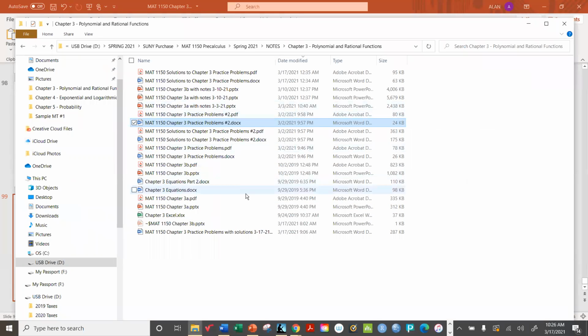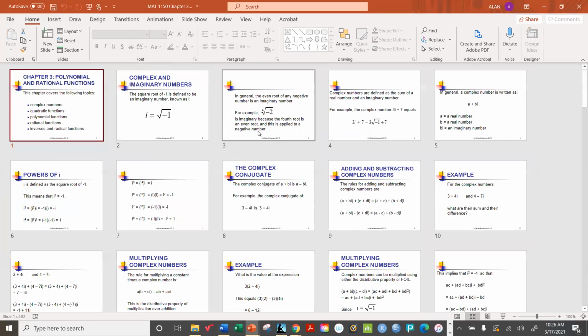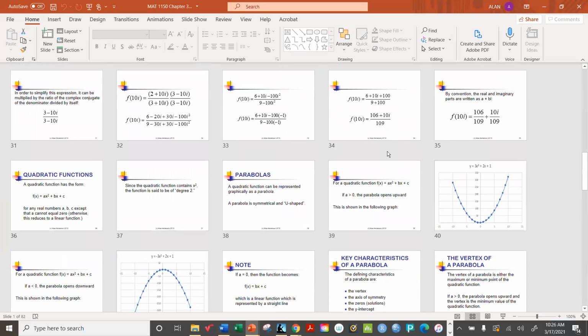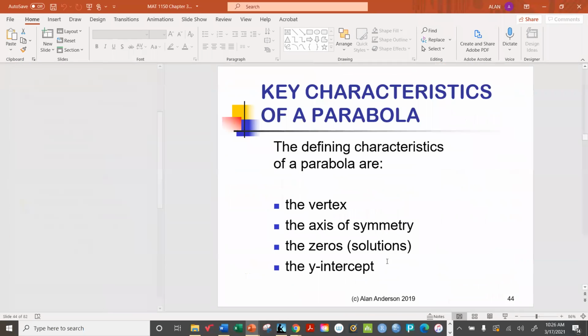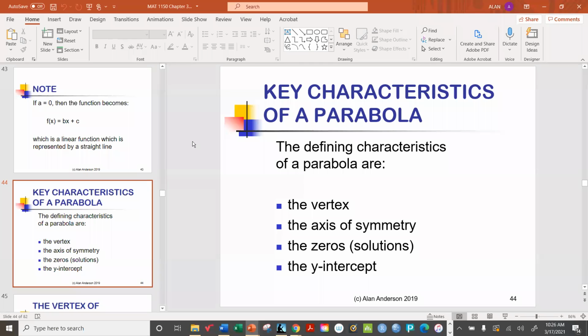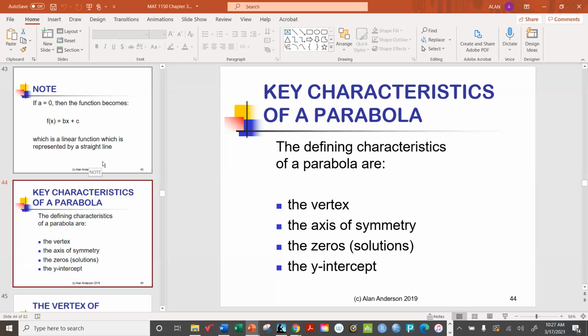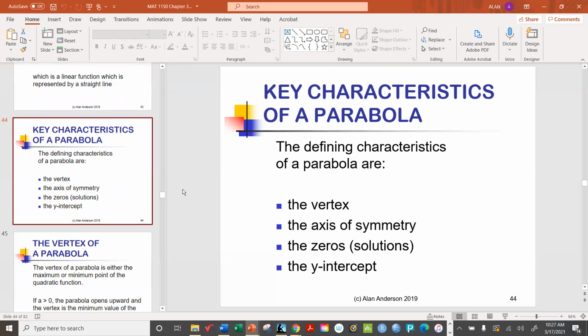So we're going to go back to chapter 3a and just quickly review everything we did involving vertices or vertex. In other words, vertices is the plural of vertex. You might recall we decided that maybe we should introduce the key characteristics of a parabola and understand what they mean. So the key characteristics of any parabola are, number 1, the vertex, number 2, the axis of symmetry, number 3, the zeros, or they're also known as solutions, and number 4, the y-intercept.